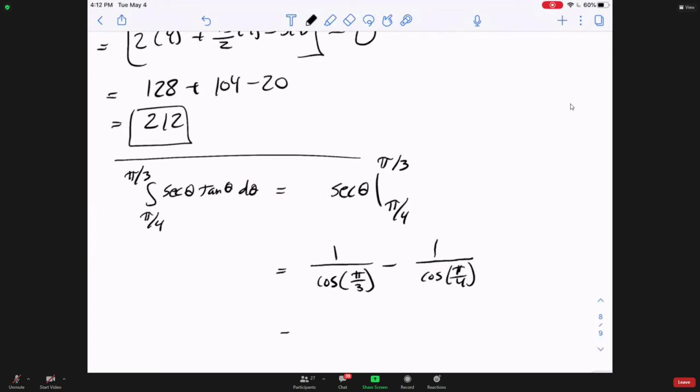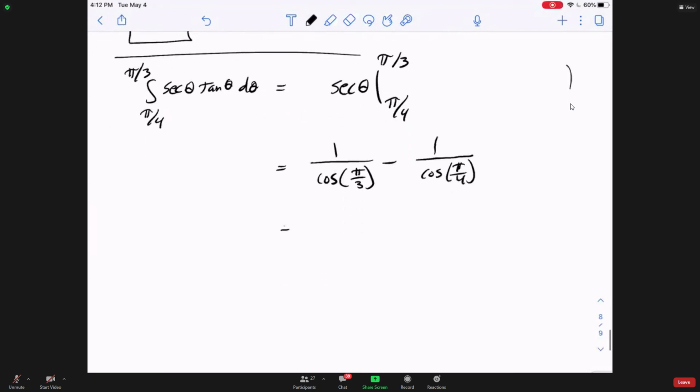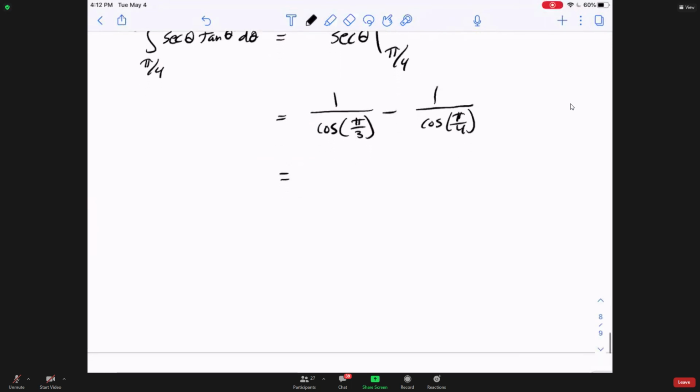What is the cosine of pi over 3? That's the cosine of 60 degrees. Hold on. No, I never had this issue. My hands are sweating, so I can't scroll on the iPad. Okay. So cosine of 60 degrees is 1/2. So 1 divided by 1/2, which ends up being 2. We'll do it on the next step. Cosine of pi over 4, that's the 45-degree angle. So that's root 2 over 2, or 1 over root 2.